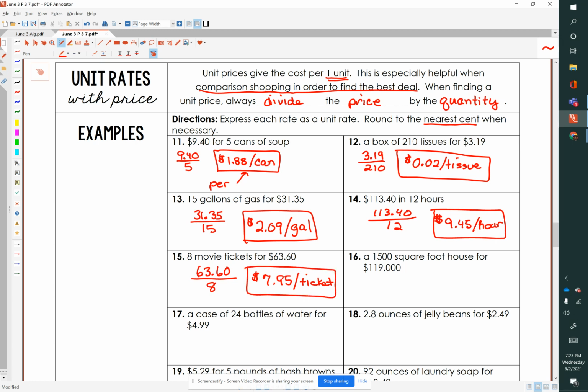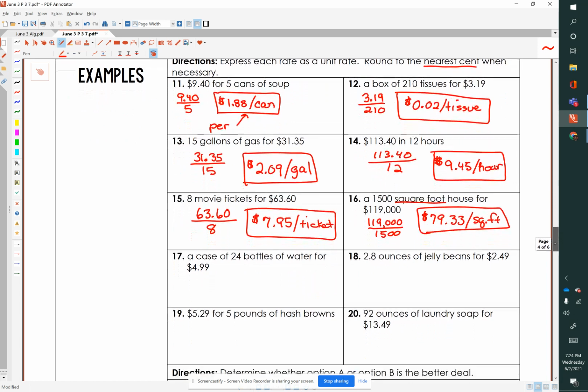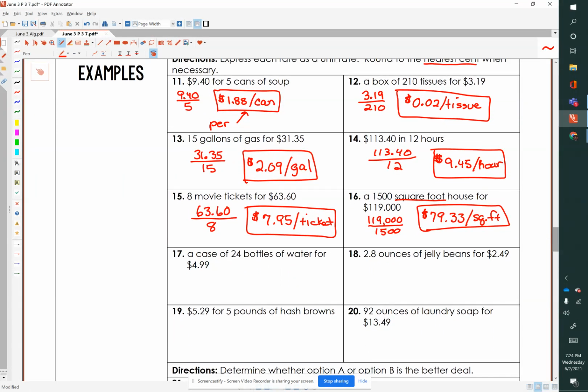And in number 10, we've got a 1,500 square foot house for $119,000. So the money on top, $119,000 divided by 1,500, and that would be, we're going to get a cost per square foot because they gave it to us in square feet. So the cost will be $79.33 per square foot. So a luxury home would cost more, and a discounted entry-level home would cost less.